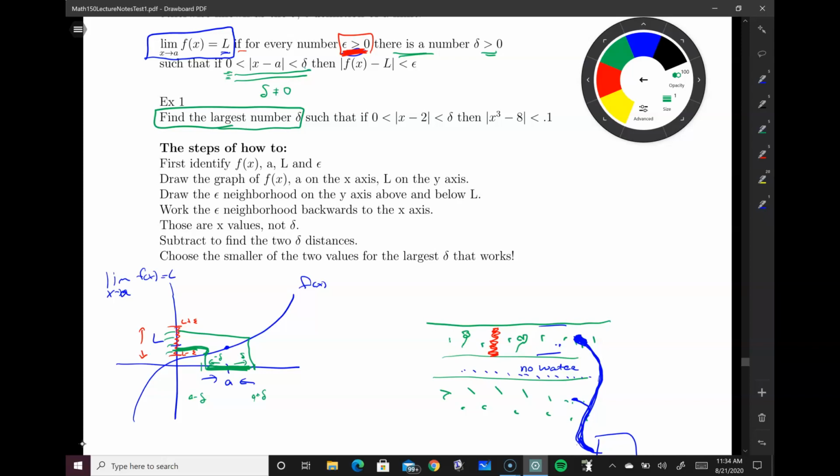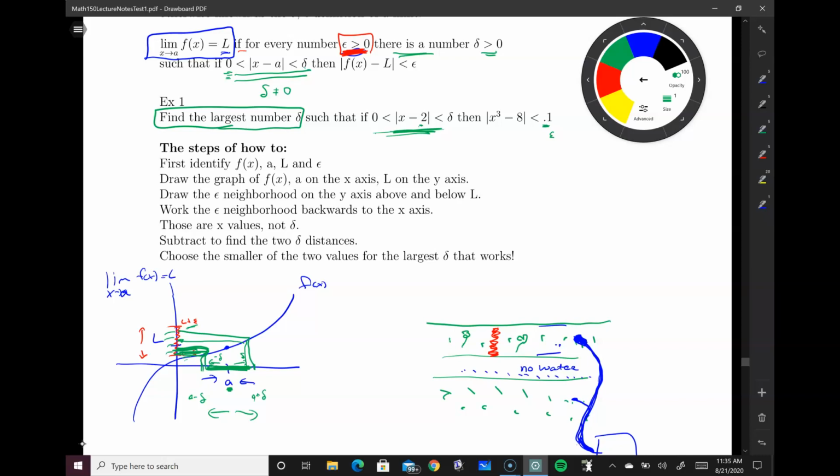Again, it's going to be a small positive distance. What is that distance delta, so that if I move that far away in either direction from the a, then I jump on the graph, do I stay inside the epsilon neighborhood? So find delta so that if I stay that far away from the a, then I stay in your epsilon neighborhood. They're telling us here the epsilon is 0.1.